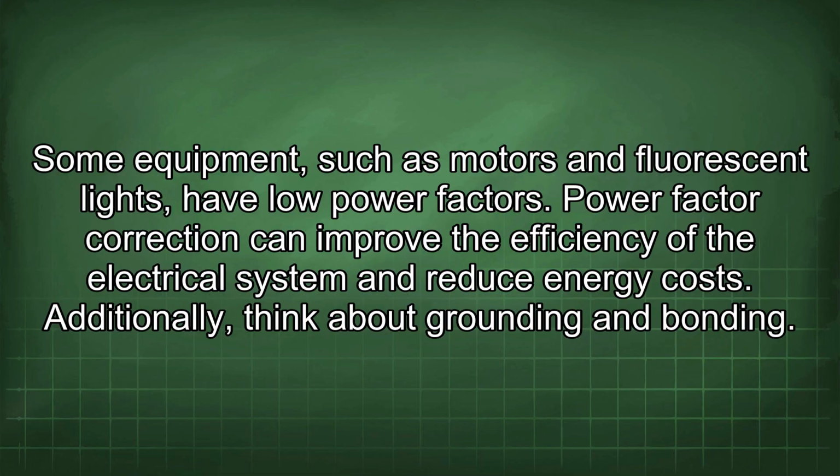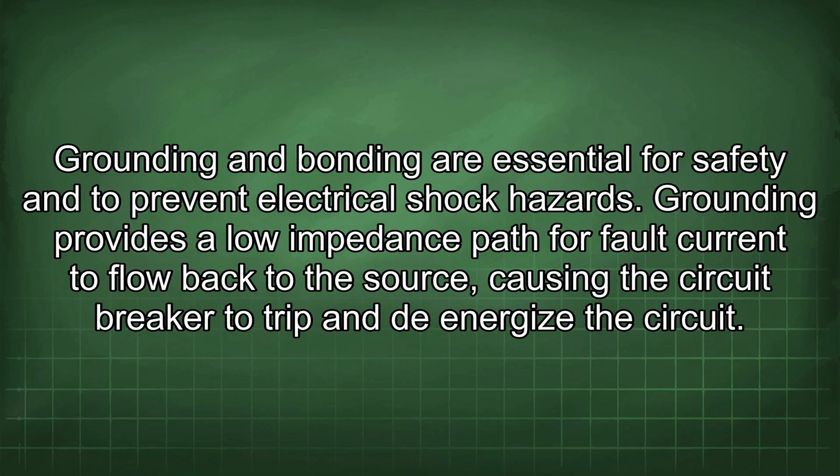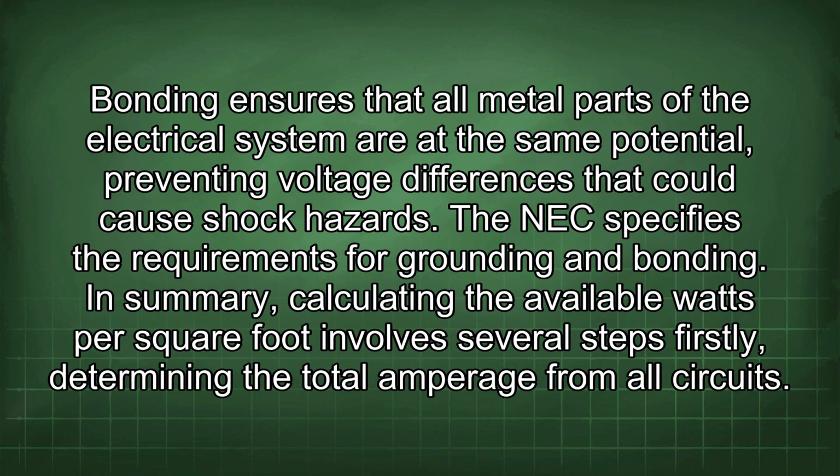Additionally, think about grounding and bonding. Grounding and bonding are essential for safety and to prevent electrical shock hazards. Grounding provides a low impedance path for fault current to flow back to the source, causing the circuit breaker to trip and de-energize the circuit. Bonding ensures that all metal parts of the electrical system are at the same potential, preventing voltage differences that could cause shock hazards. The NEC specifies the requirements for grounding and bonding.